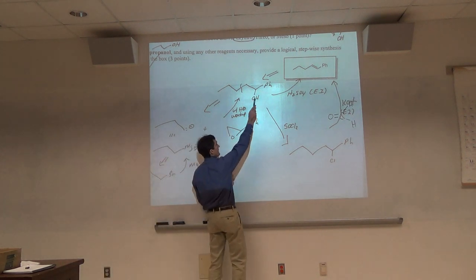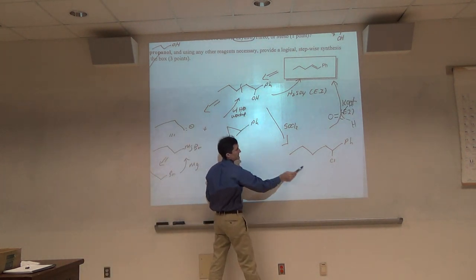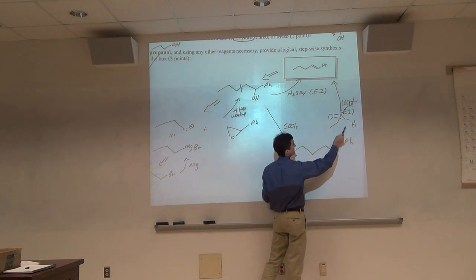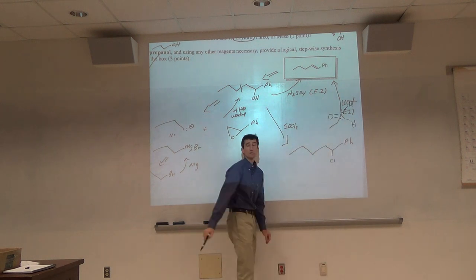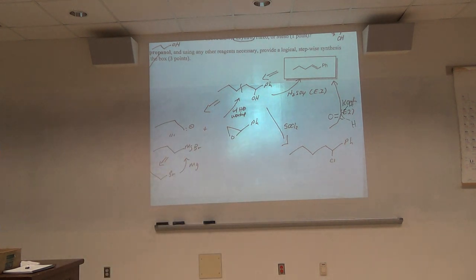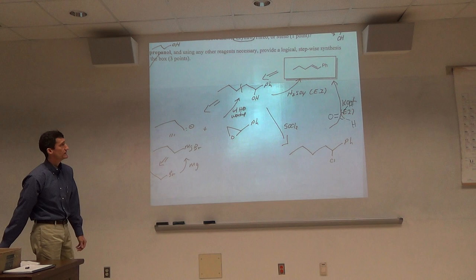Of course, if you couldn't remember how to eliminate the alcohol, you could convert the OH to a halide using something like thionyl chloride, and then you could eliminate by an E2 with a strong base. You can't eliminate an alcohol with a strong base. To make the oxygen leaving group, you have to have a proton. You can't protonate an alcohol under strongly basic conditions.